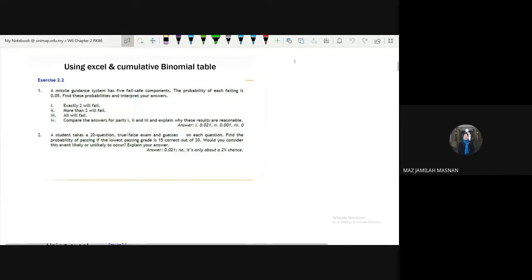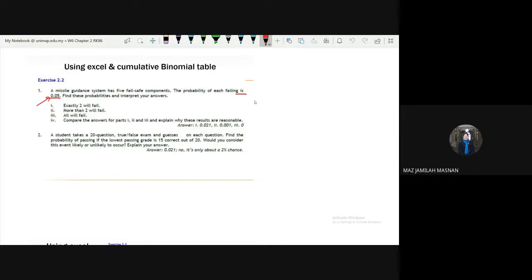Now, this is what I meant last time. Sometimes the probability of success is considered as the failure. So in this case, the success is the failure. This is what I meant in my first lecture. When we are talking about the probability of success for binomial, it could be referring to the probability of failure. Now the probability of failure is 0.05. Find these probabilities and interpret your answer.